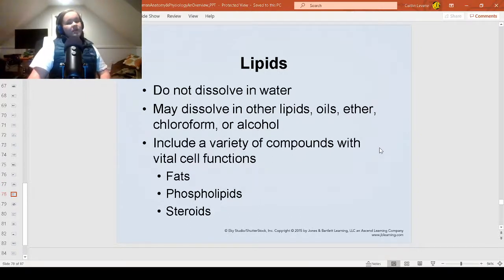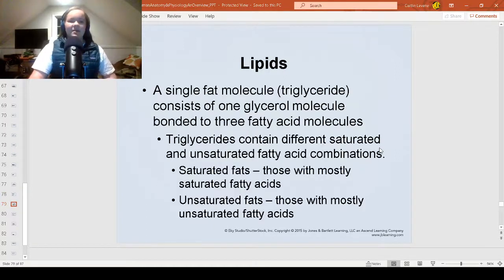Lipids do not dissolve in water. They may dissolve in other lipids, oils, chloroform, or alcohol. They include a variety of compounds with vital cell functions: fats, phospholipids, steroids, and triglycerides.